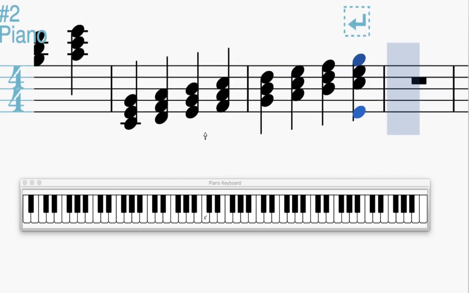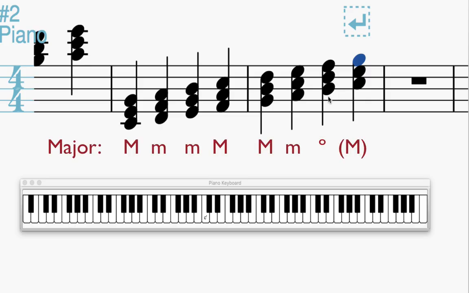Okay, let's take a quick look at this, even though we just did, but trust me, you're going to thank me for this. So the pattern here is major, minor, minor, major, major, minor, diminished, major. Let's think about this for a second. Let's just use the diminished chord because there's only one of these diminished chords. Let's just kind of pinpoint on that.